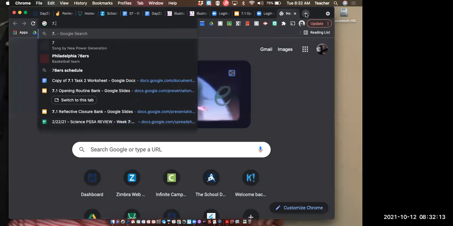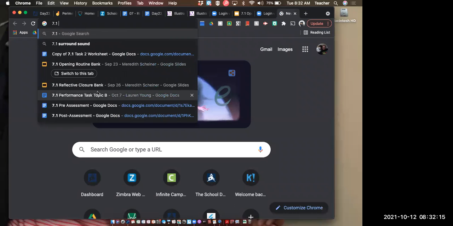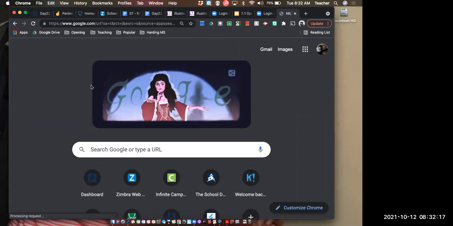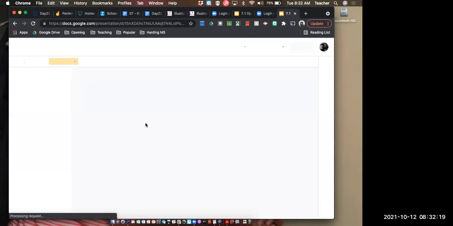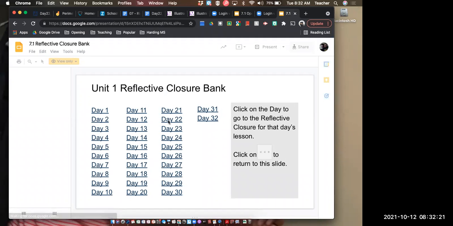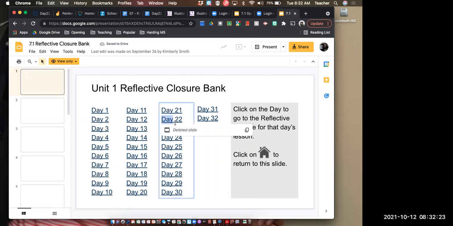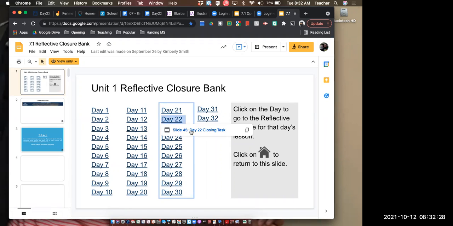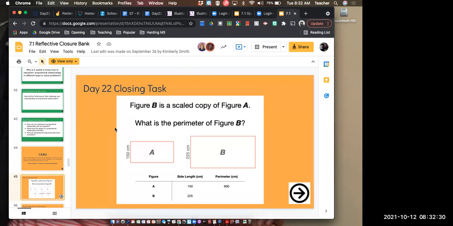At the end of the lesson, I would go to the reflecting closure bank. Again, go to day 22. What is the perimeter of the figure? Okay, so side A is 150, and the perimeter is 900. Okay, what is the perimeter of figure B?